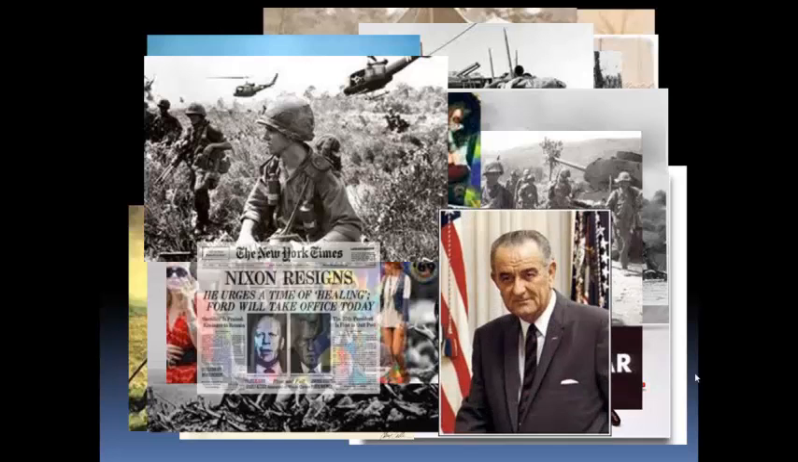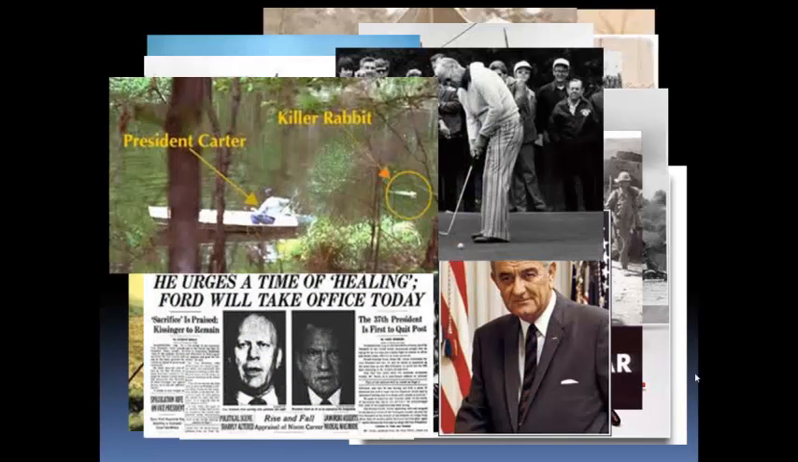You don't know much about LBJ or Watergate, Gerald Ford's golf game, or Jimmy Carter being attacked by a killer rabbit. Okay, you spent so much time on the early years of the country that you could only look in a brief way at anything after about 1925. And you probably think that U.S. history ended about 1925. And this is probably the way all your history classes were.